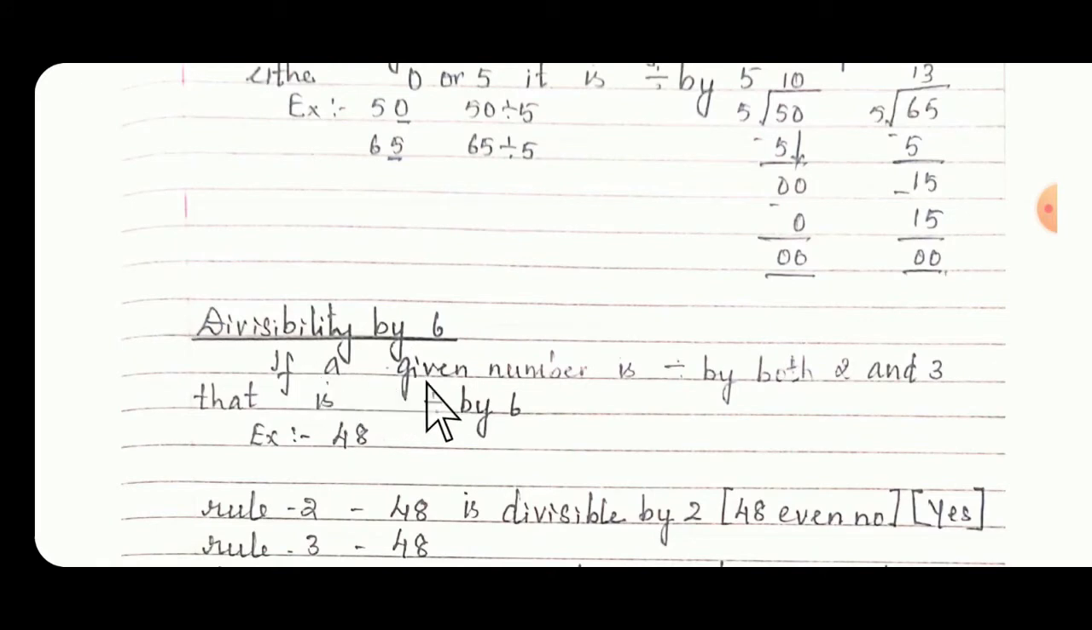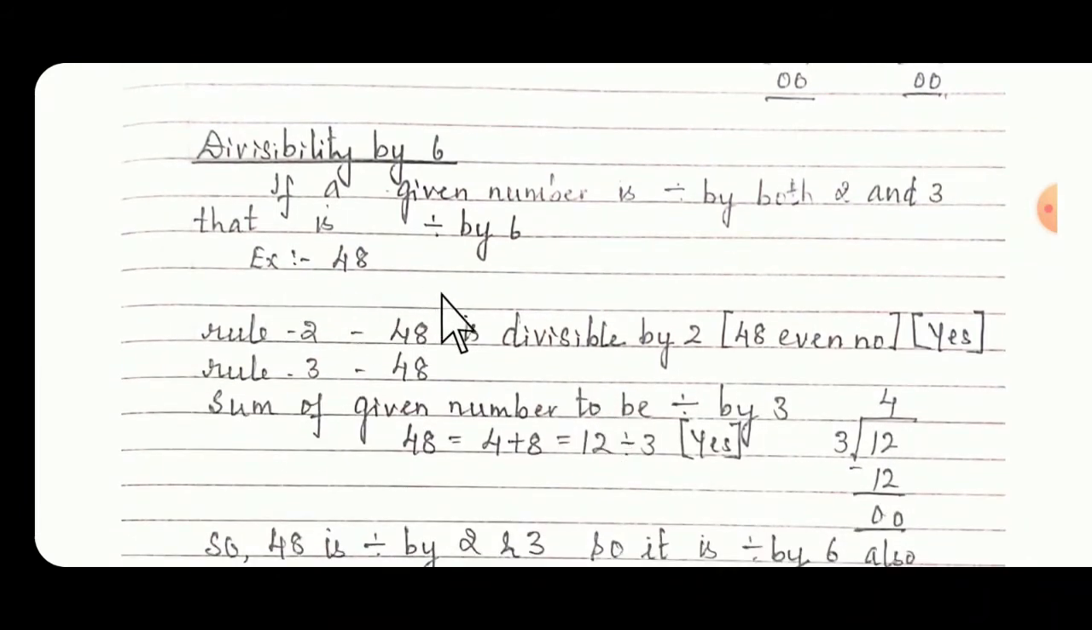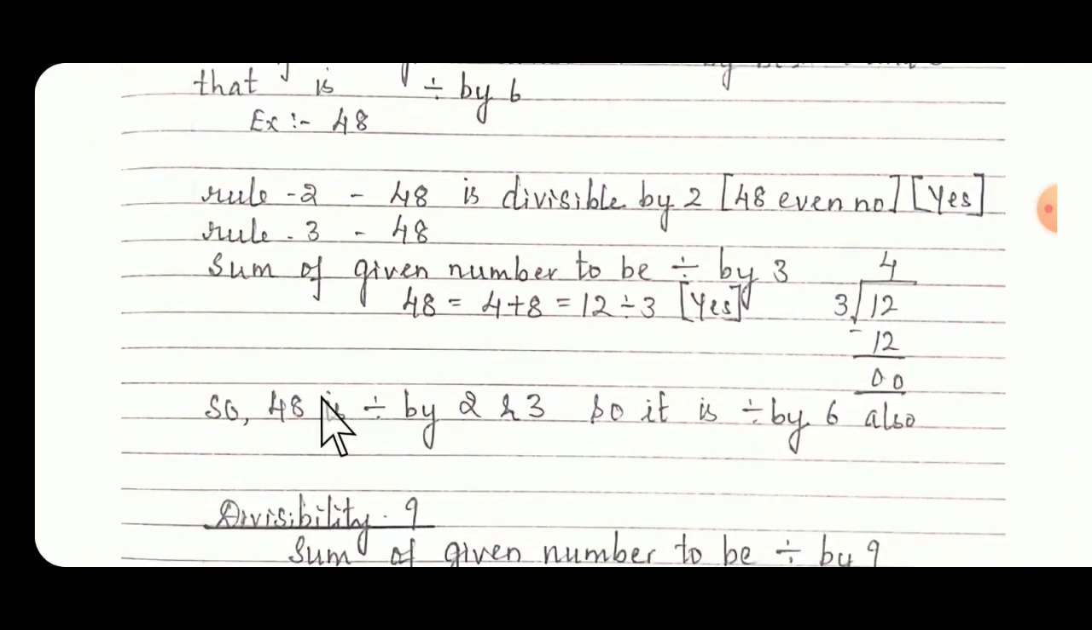Divisibility by 6. If a given number is divisible by both 2 and 3, it is divisible by 6. Example 48. What does the rule of 2 say? Even number at the place of 1. 8. It is divisible. Then rule 3, what does it say? Sum of the digits of the given number to be divisible by 3. 48, if you split 4 plus 8, it is 12. And if you divide by 3, it is possible, yes or no? Yes. Both are yes, that means 48 is divisible by 6.